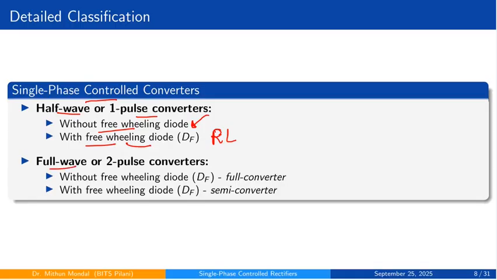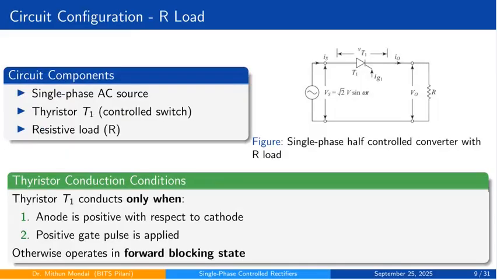In the full wave, which is the two pulse converter, again we will see the full converter and the semi converter. In the full converter we will not use any freewheeling diode, and the semi converter we will be using with a freewheeling diode. So many applications and configurations are there for these controlled converters, and we will see them one by one. Let us begin with the first type of load, that is the R load.